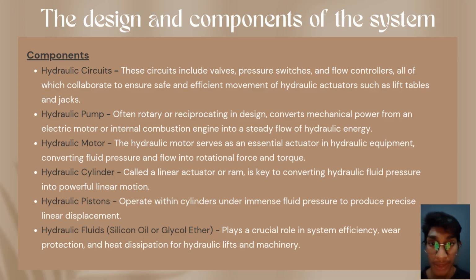Moving on to the hydraulic cylinder. It's called a linear actuator or ram. It is key in converting hydraulic fluid pressure into powerful linear motion. Fifth is the hydraulic piston, which operates within a cylinder under immense fluid pressure to produce precise linear displacement. And lastly is hydraulic fluid, such as silicone oil or glycerol ether, which plays a crucial role in running the system efficiently, and gives wear protection and heat dissipation for the hydraulic lift and machine.